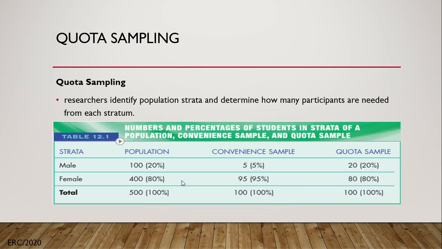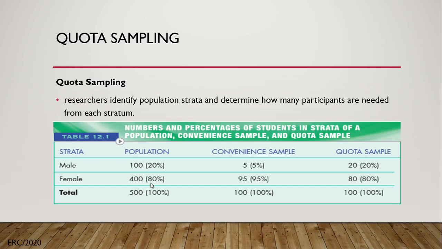So moving on, quota sampling naman is where the researchers identify population strata and determine how many participants are needed for each stratum. Okay, when we say quota sampling, it's a non-random sampling technique in which participants are chosen on the basis of predetermined characteristics so that the total sample will have the same distribution of characteristics as the wider population. Okay, as you can see on the example, the number and percentage of students in strata of the population, convenience sample, and quota sample.